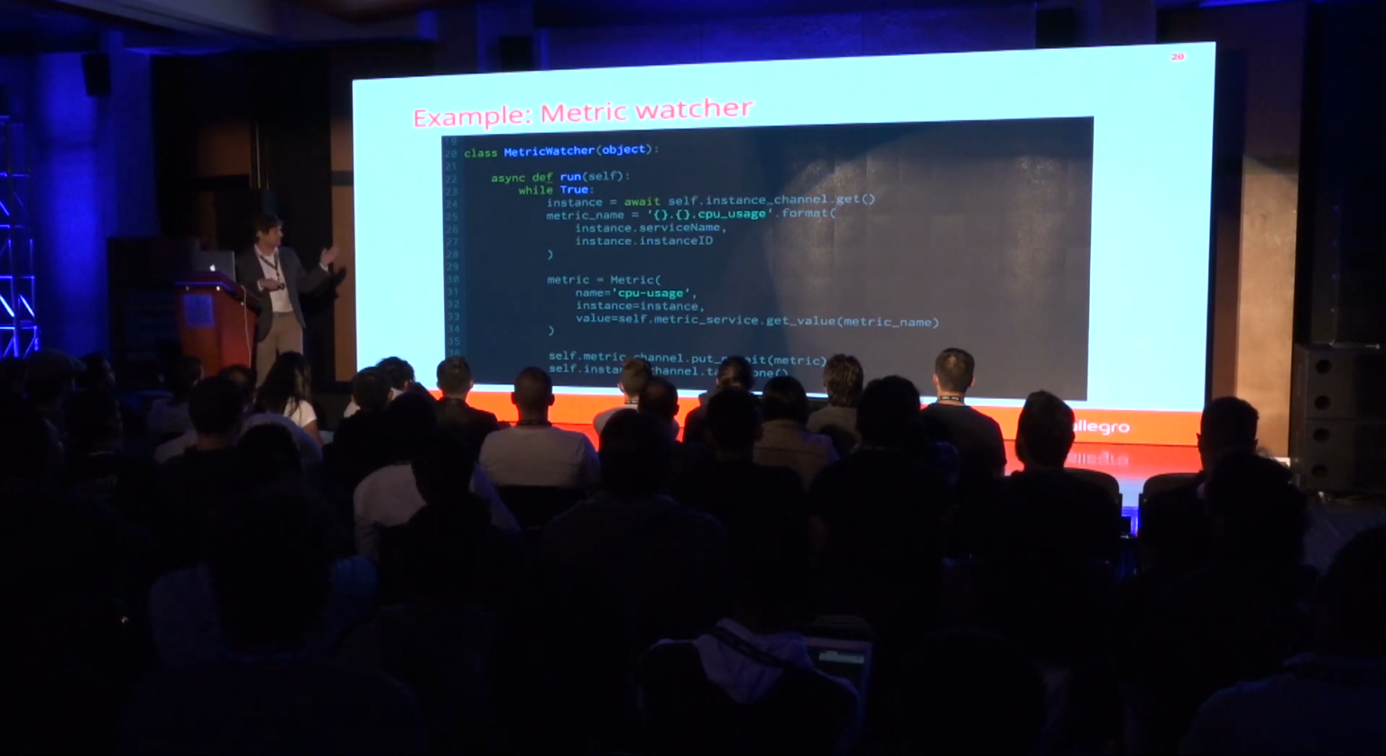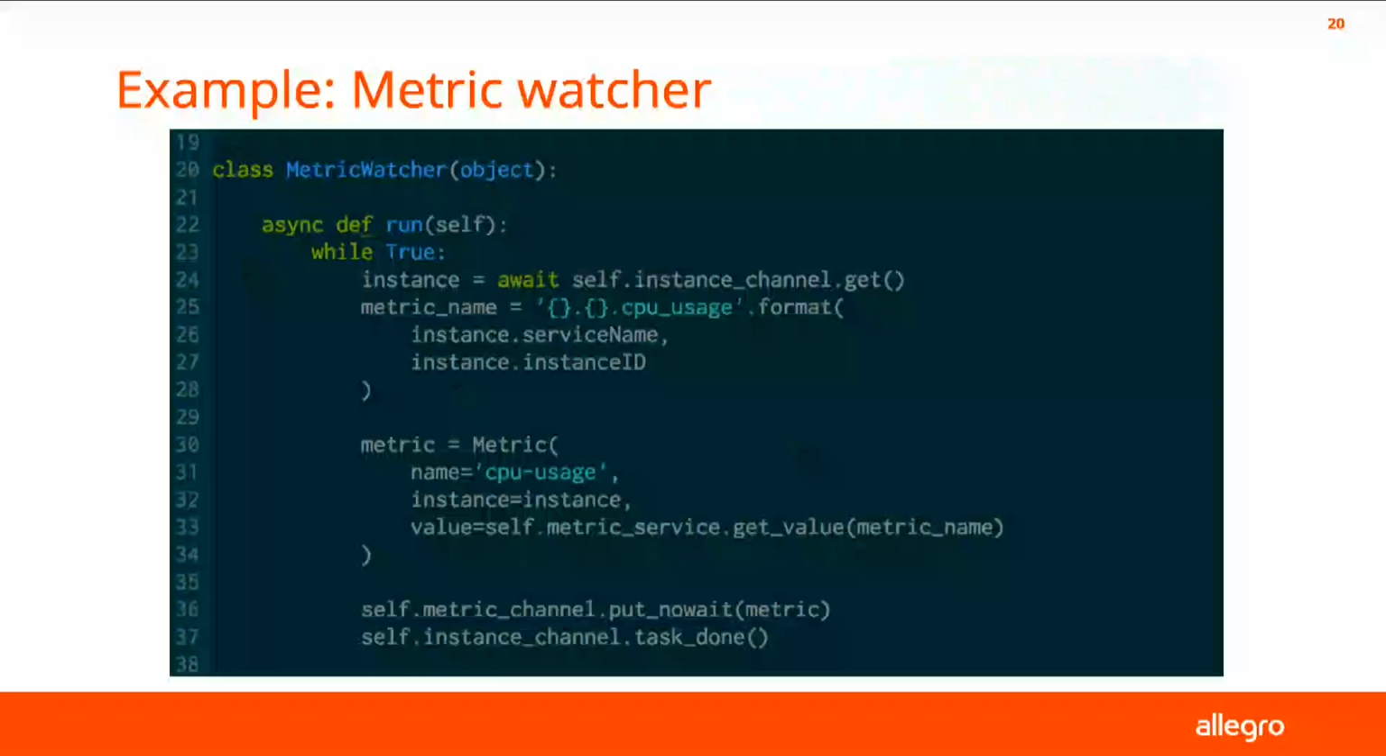Again, that's simple. You have an infinite loop. You await some data available on an instance channel. As soon as there is some data, you get some metrics from the metric service, and you put that to the metric channel. Again, if only it was that simple. The code looks readable, but there is a big trap.